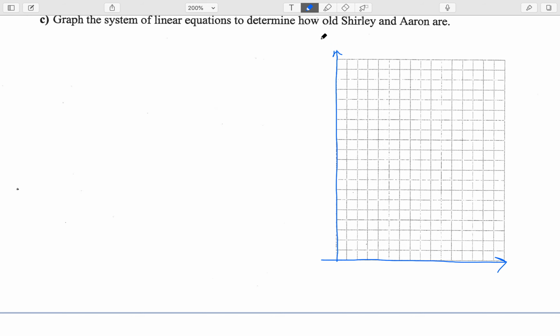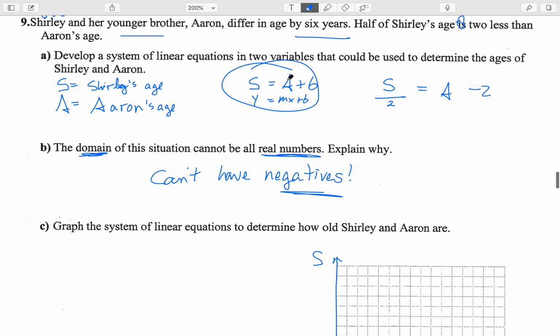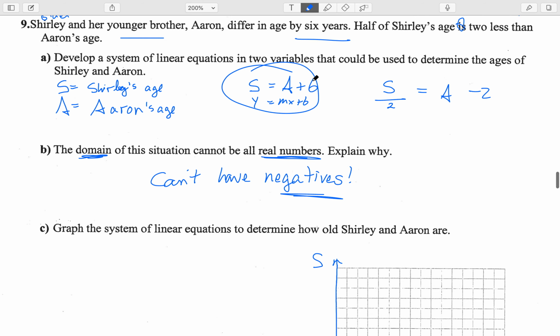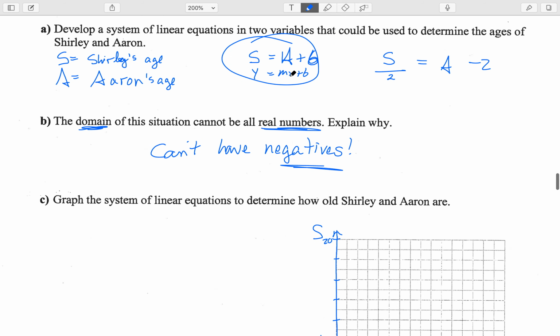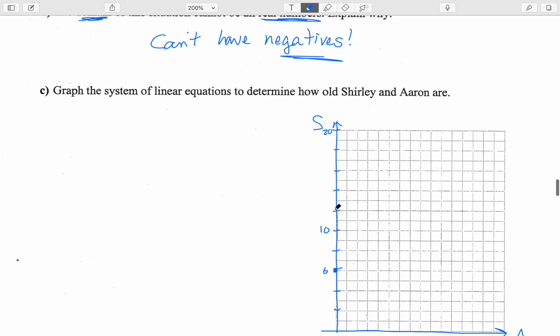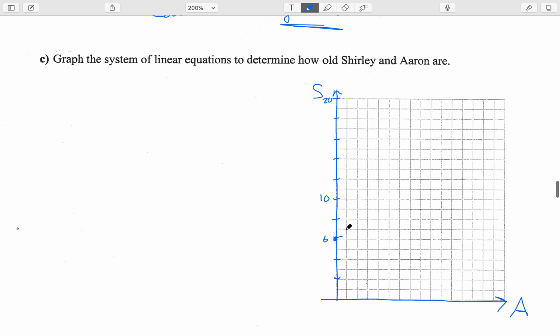Okay, so instead of y, I call this s, which means this one's got to be a. So y is equal to mx plus b. Well, this was 1x plus 6. Okay, so let's count by 2, 4, 6, 8, 10, 12, 14, 16, 18, 20. So here's this first equation. Y equals mx plus b. The slope is 1. Y-intercept is 6. So I'm just going to go up 1 over 1.